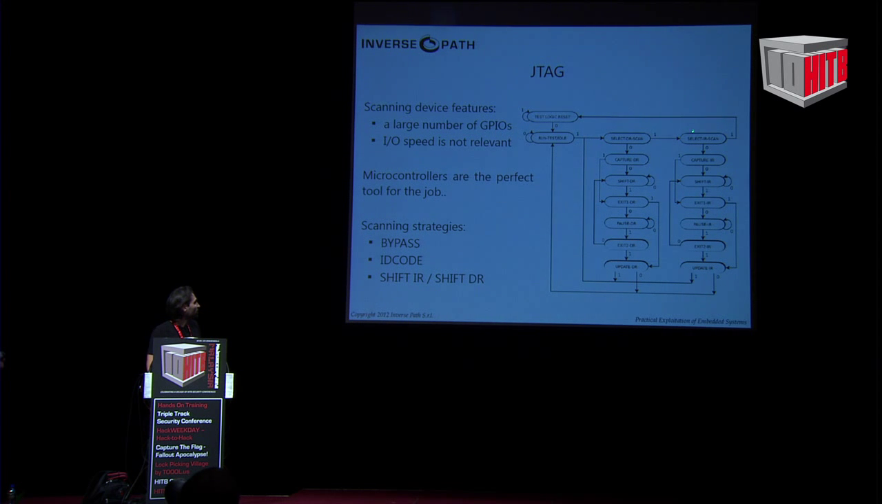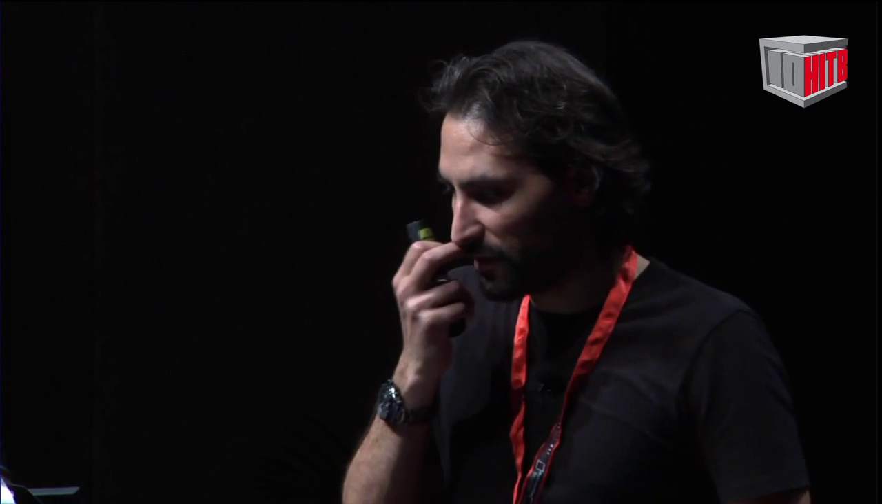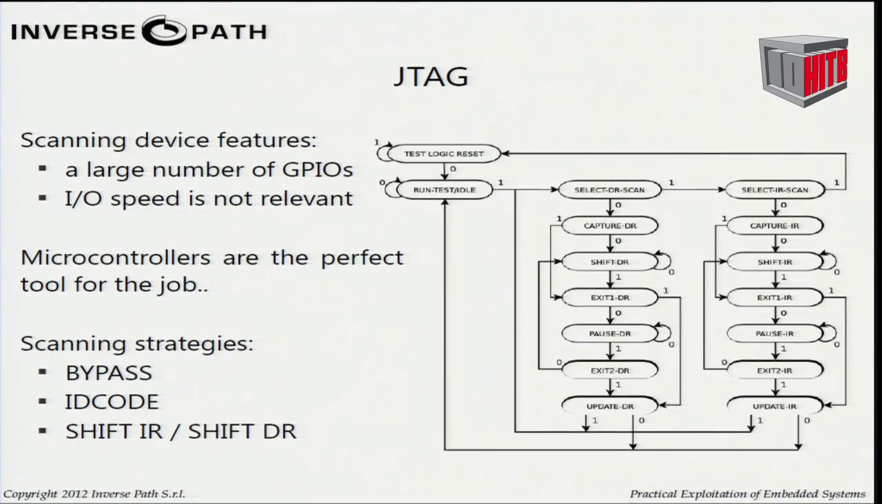So here in these slides there is the TAP state machine. What is the TAP? The TAP controller is a 16-state state machine that basically controls all the logic inside the JTAG of the integrated circuit. And so we have three different scanning strategies.